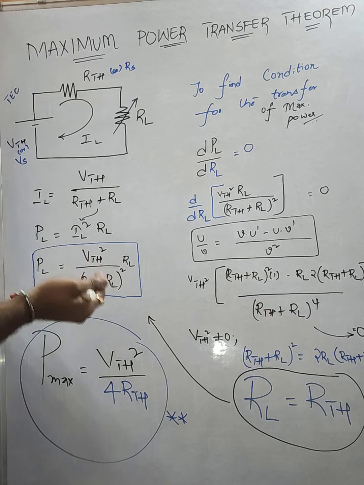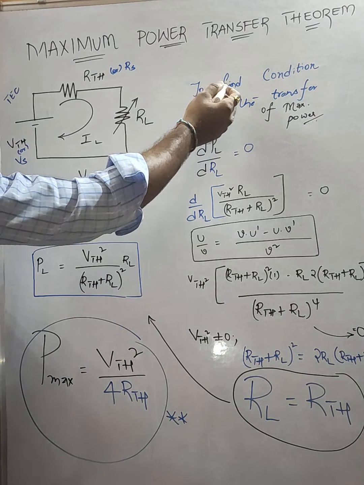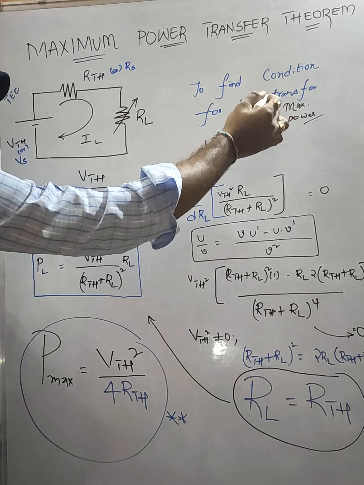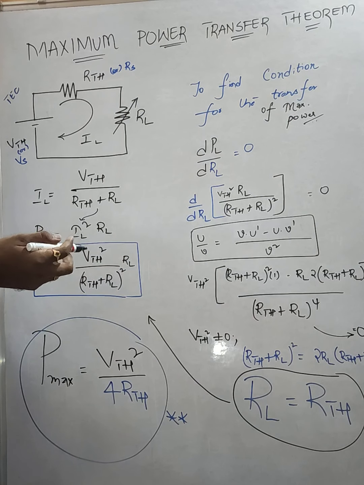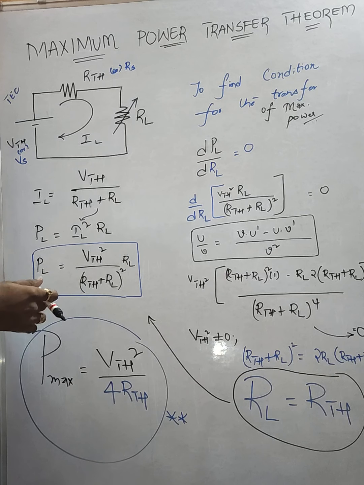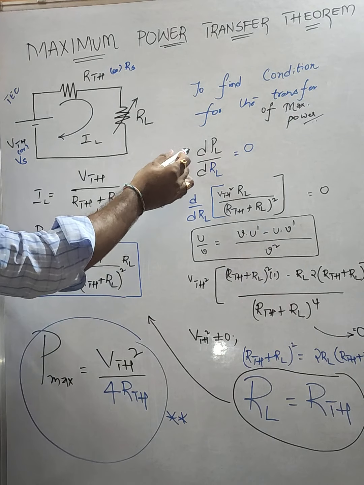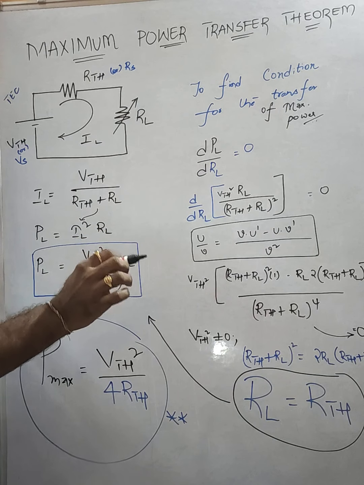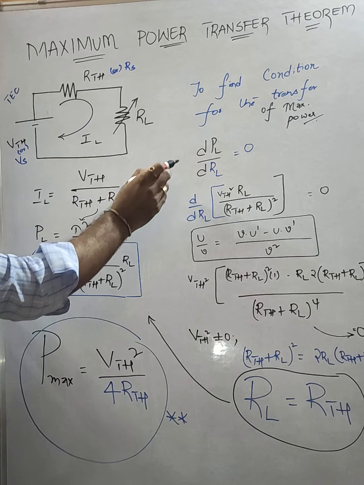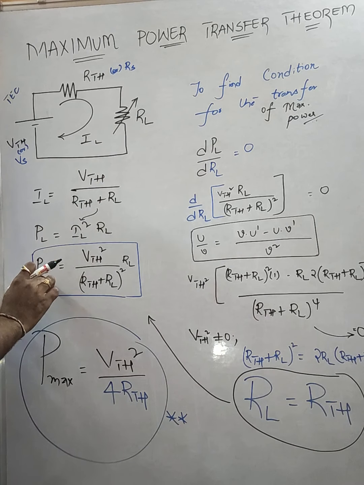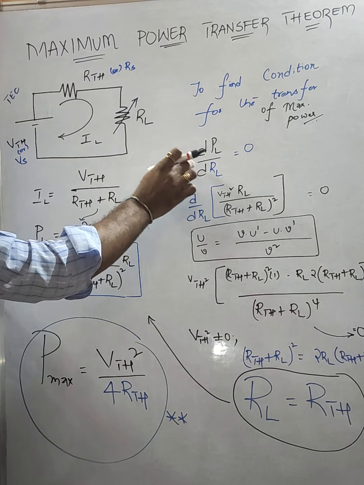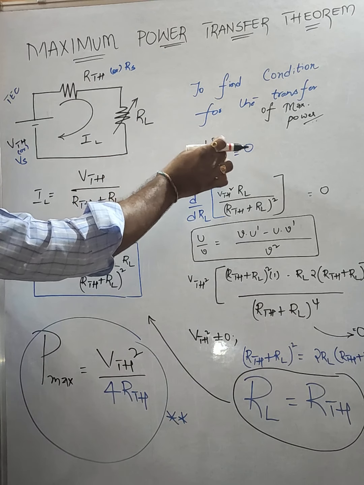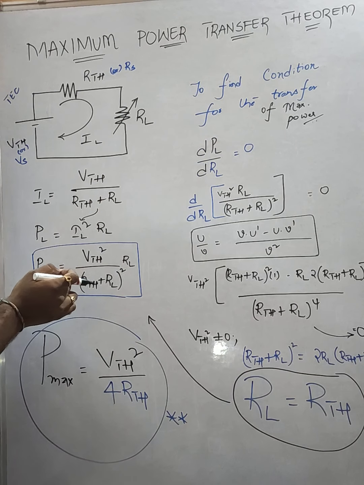But our intention here is to find the condition for the transfer of maximum power. We all learned in plus 2 that in order to find maxima and minima values, we differentiate and equate it to 0. We get the maximum and minimum values. The same thing I would like to apply here. I would like to differentiate this power with respect to the changing quantity, the load resistance, and equate it to 0. That's the only parameter.